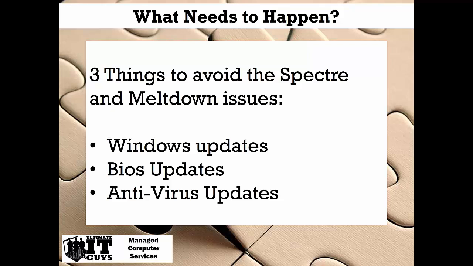Three things to avoid issues from Spectre and Meltdown: keeping your Windows updates up to date. There's BIOS updates for it. There's antivirus updates for it. And as you guys know, those are things we're already taking care of. You've probably seen the emails we've sent out where we've been working on that. So we're taking care of you. That's the big thing to take away at the moment.